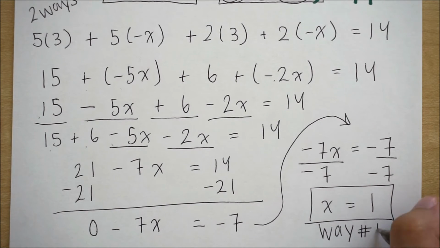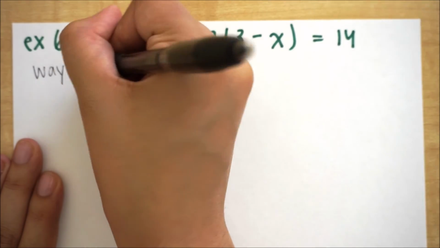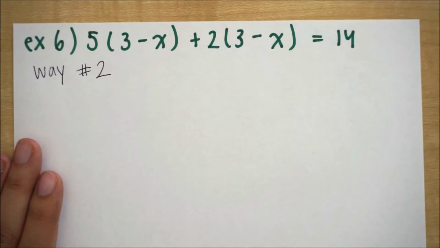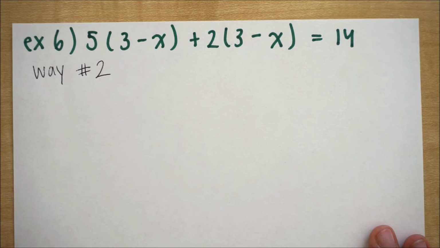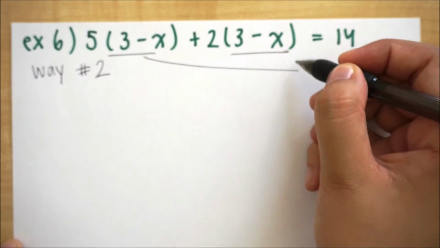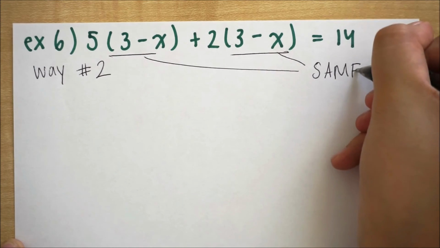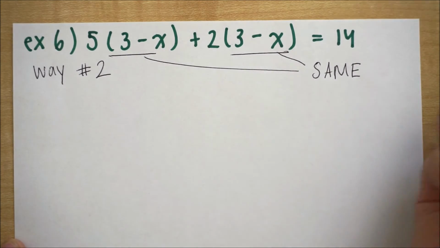So there's another way to do it. It's much easier. If it doesn't make sense, just stick to way number 1. But way number 2, it's a little bit more variable heavy, I guess. So we have 3 minus x. What do we notice about it? We notice that it's repeated twice in our problem, and it's essentially the same, right?